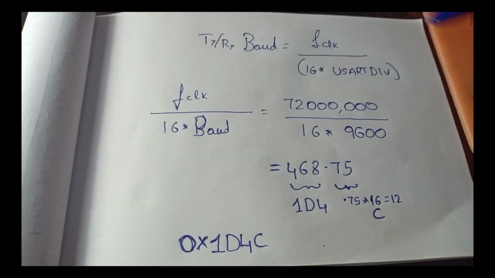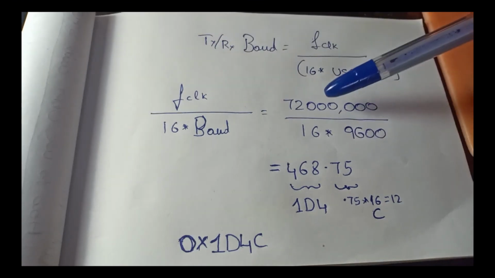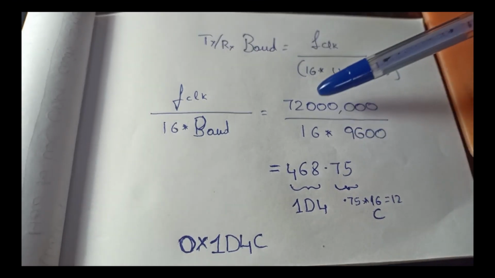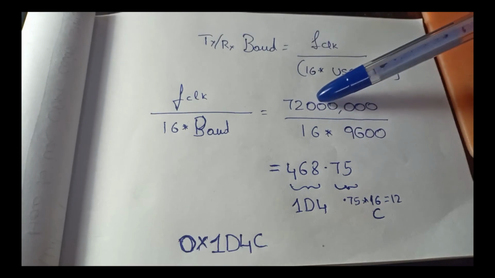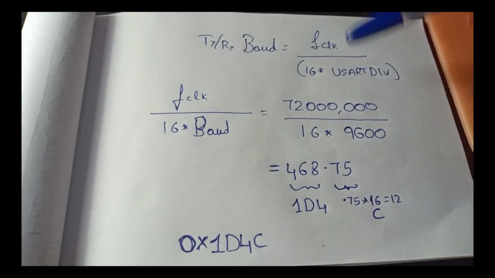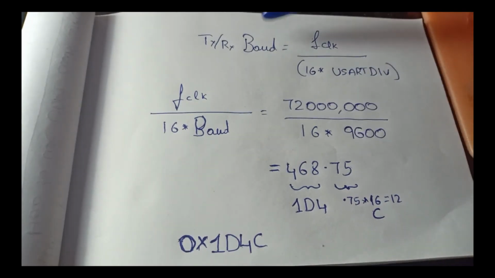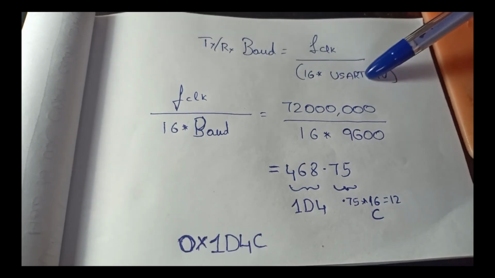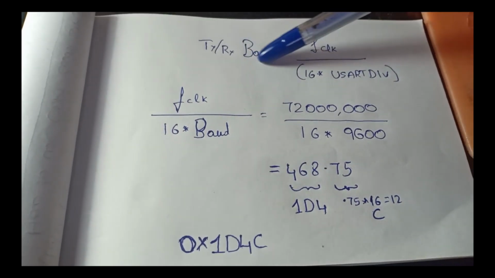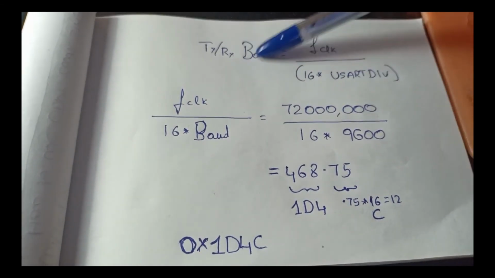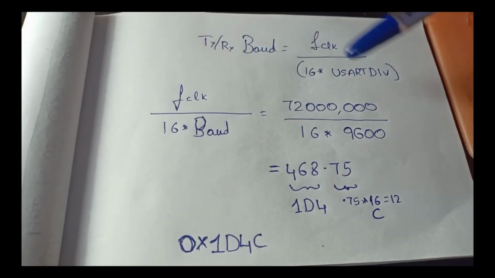So here we go guys, we will be setting FCK to 72 million. That means 72 MHz in hertz is 72 million. Before that, we will be moving the baud rate to here and UARTDIV to here. So we will know what value to put in the UARTDIV register.